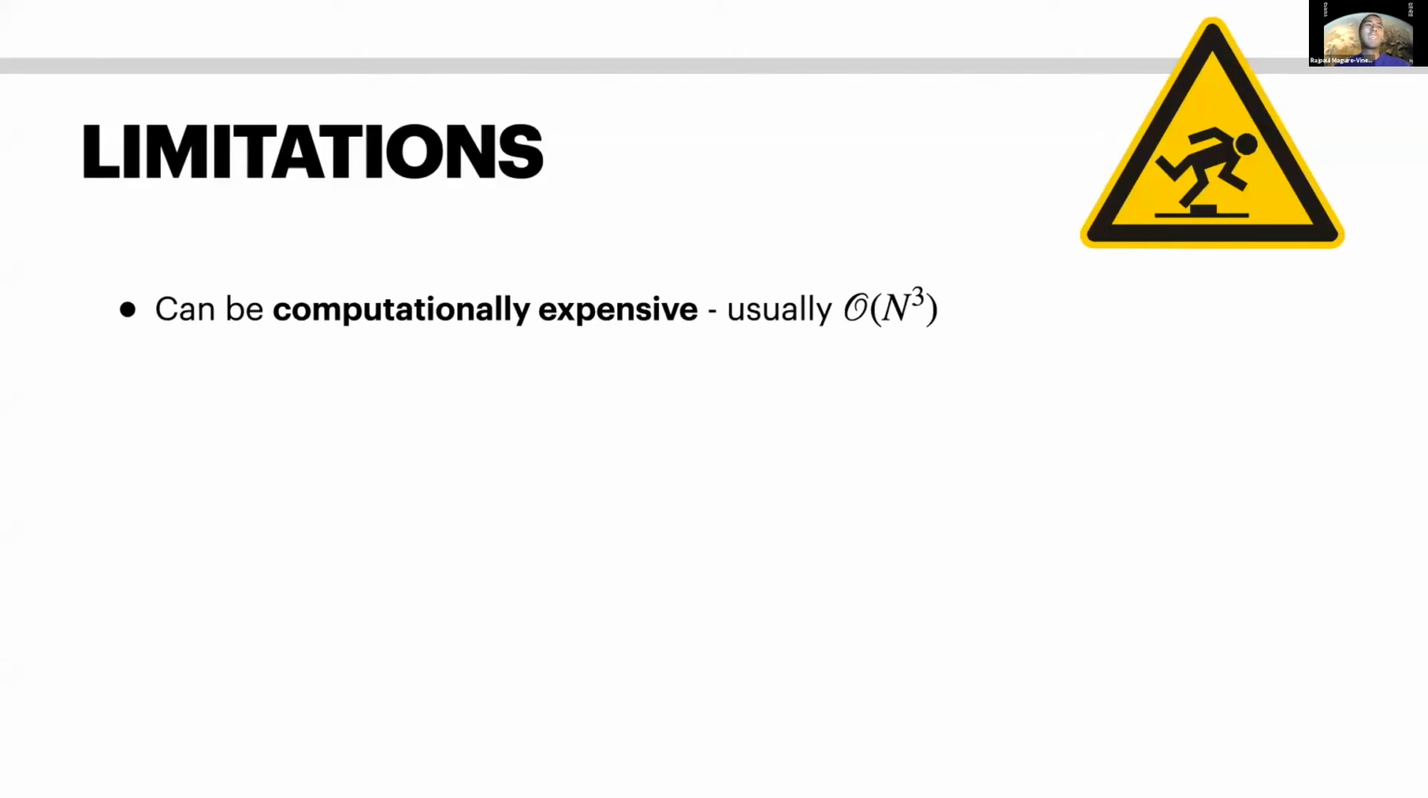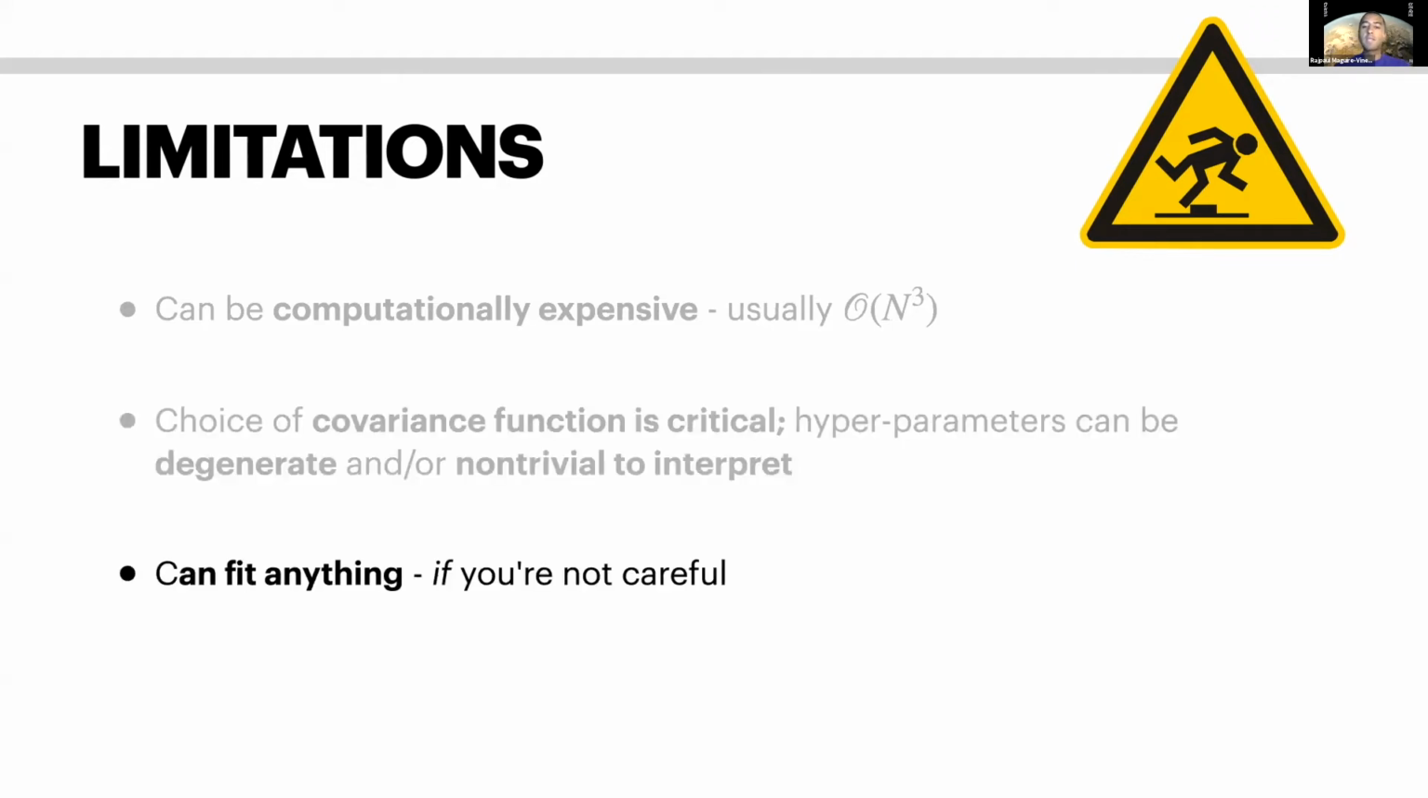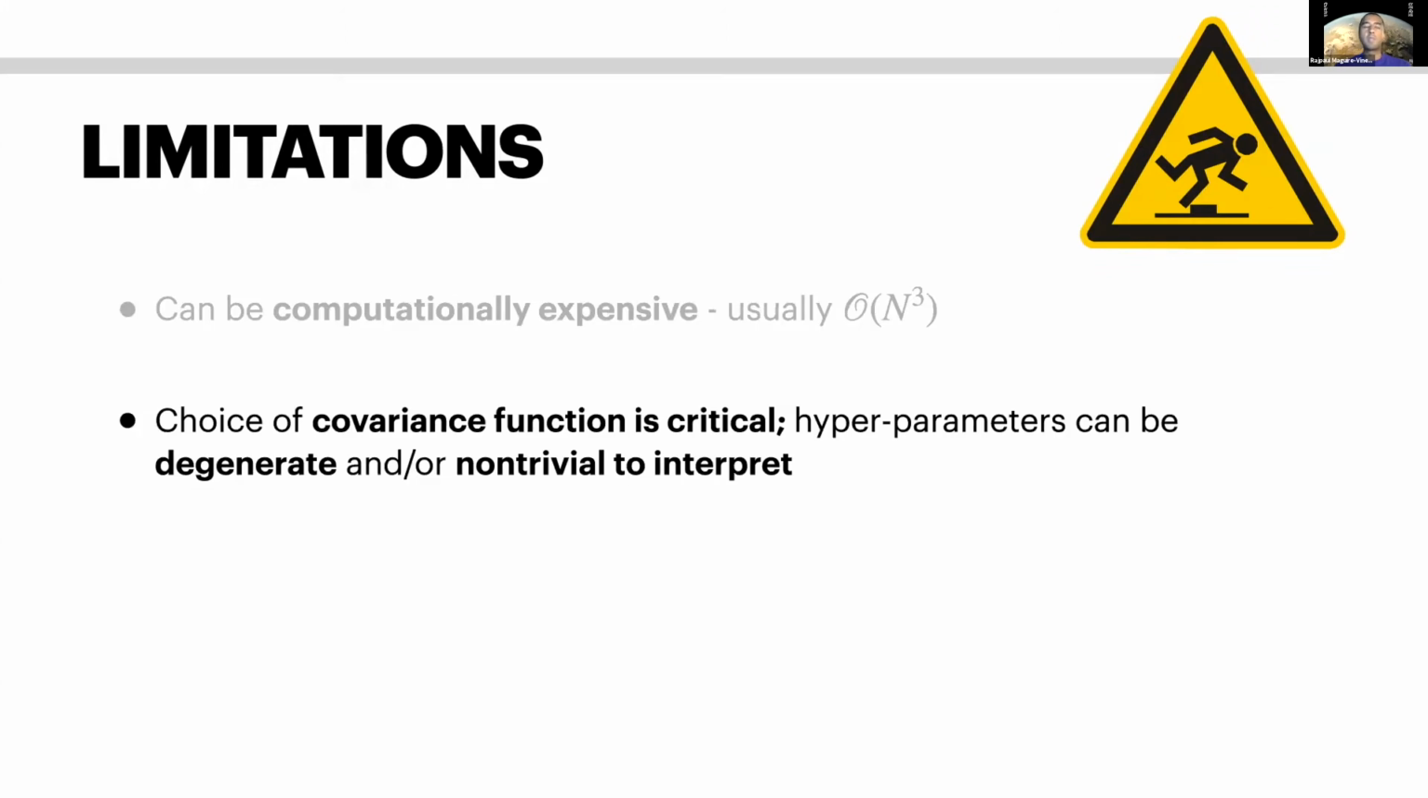The first was that they can be computationally expensive and often are not ideal for large data sets. I noted that choosing a good covariance function is critical, and you have to be quite careful how you interpret and constrain the hyperparameters. I might just go back quickly and say the reason they're called hyperparameters is that they govern the properties of entire distributions of functions, not just the parameters of one function.